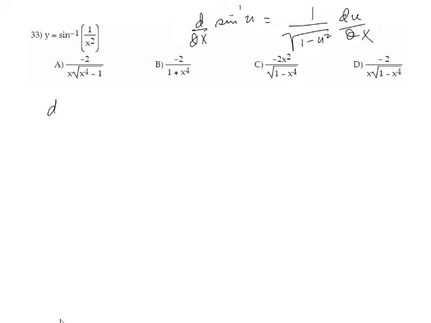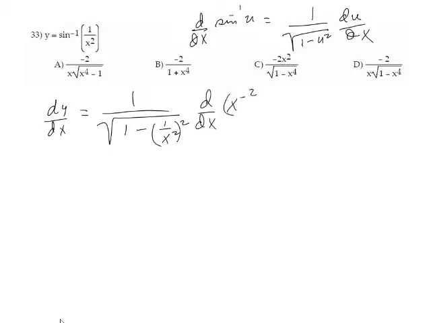So we get dy/dx equal to 1 over the square root of 1 minus u squared. Now, u is equal to 1 over x squared, so we're going to square that, times d/dx of x to the minus 2. This becomes 1 over the square root of 1 minus 1 over x to the 4th. The derivative of x to the minus 2 is minus 2x to the minus 3.